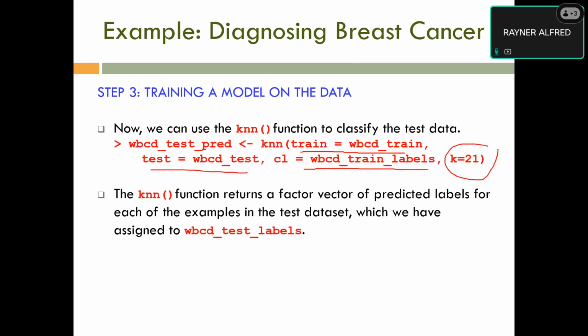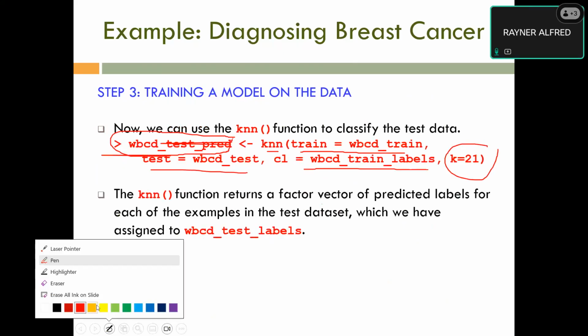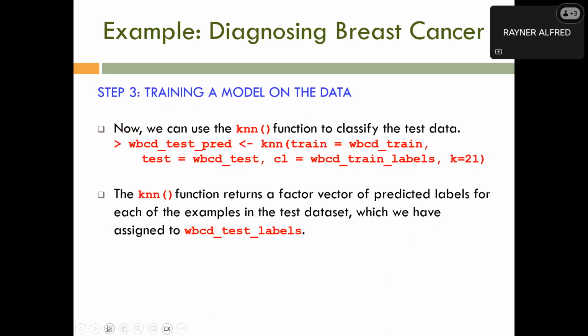And this is k equal to 21, means 21 labels. Okay, so we call this KNN. So the result that we get is here. This is the result that we get.